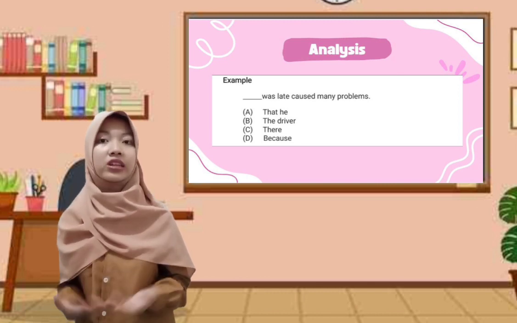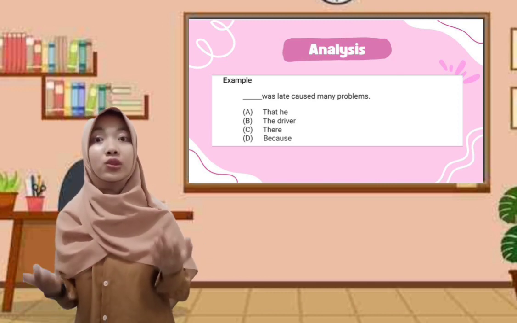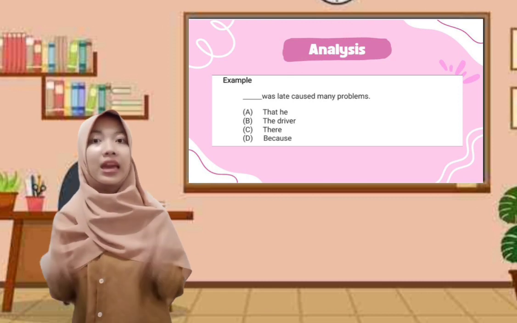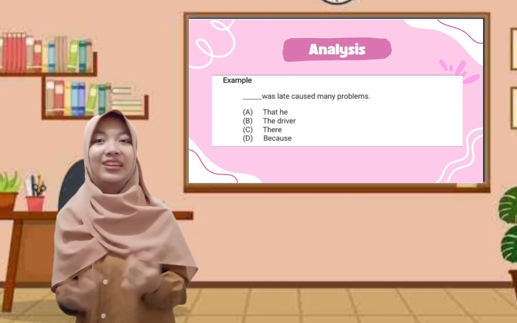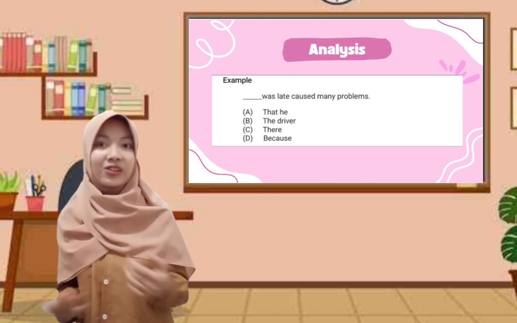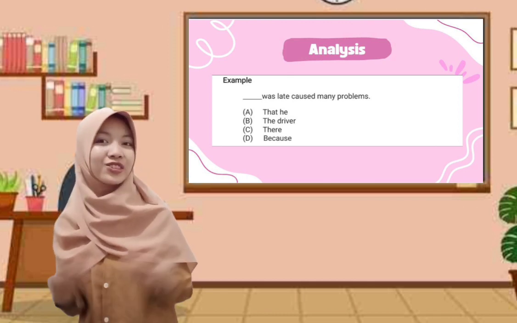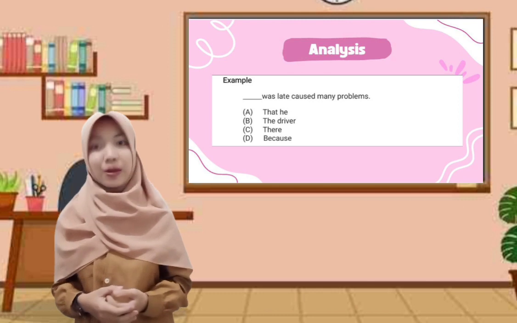If you choose answer A, the complete sentence would be that he was late caused many problems. In this sentence, he is the subject of the verb was and the noun clause that he was late is the subject of the verb cause. Okay guys, the next presentation will be delivered by my colleague.